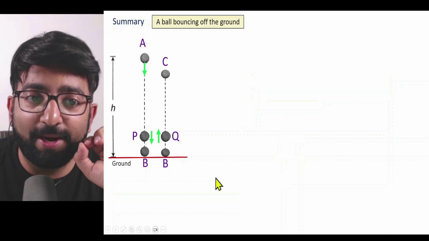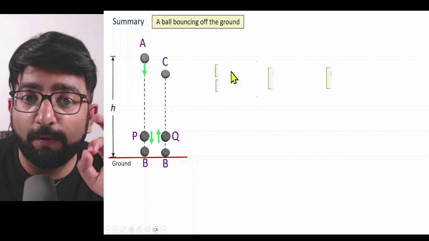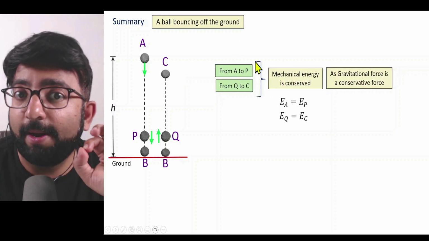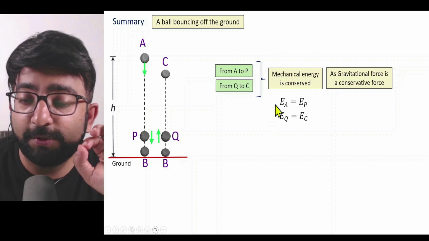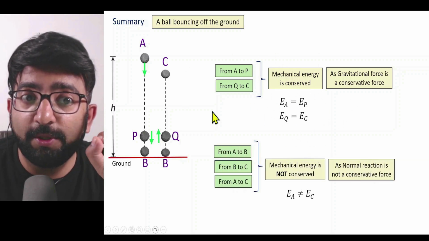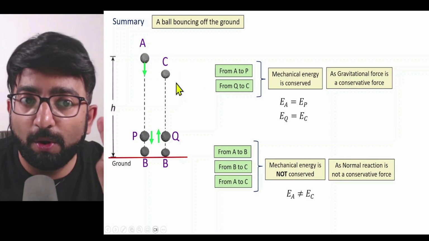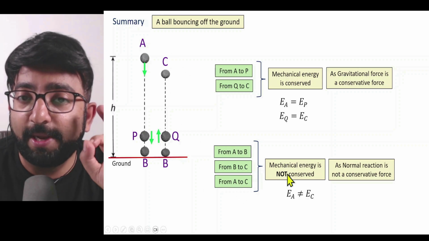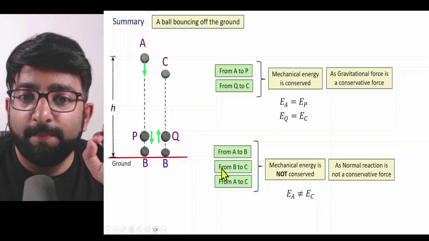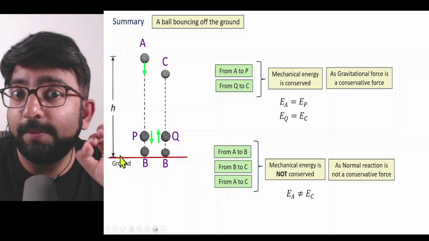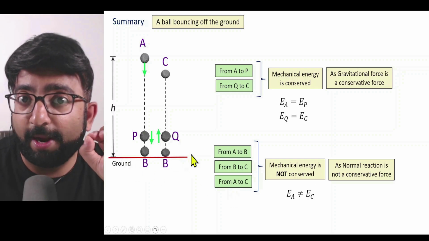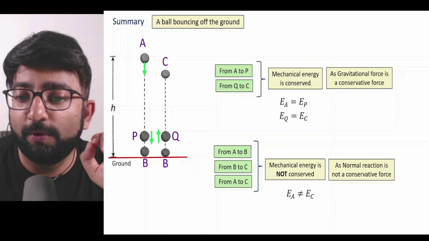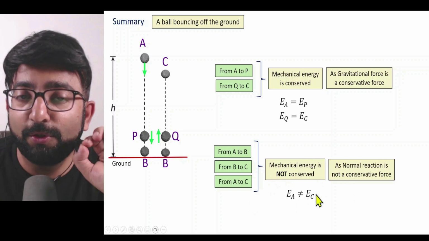And let us summarize the entire situation. Whenever the ball is bouncing off the ground, so from A to P or from Q to C, we can apply the mechanical energy conservation like we have shown here. But if you consider the overall motion from A to C or A to B or B to C, considering all these motion types, mechanical energy will not be conserved, because in these motions, the ground comes into the picture and the ground gives a normal reaction to the ball in the upward direction. Normal reaction is a non-conservative force, hence the mechanical energy is not conserved.